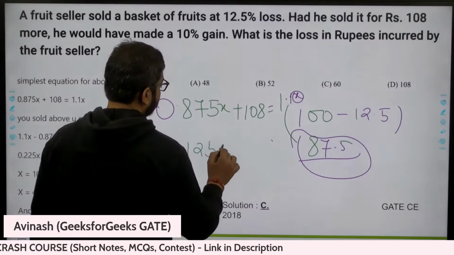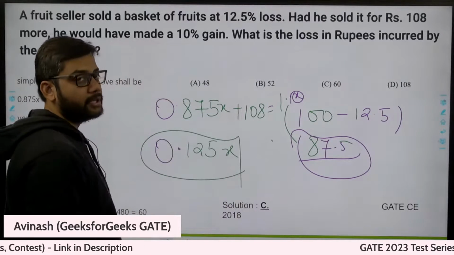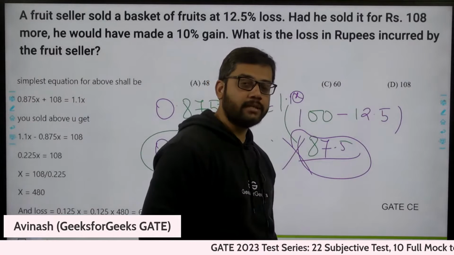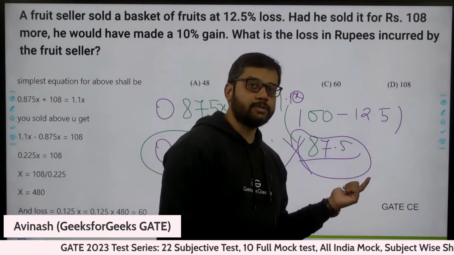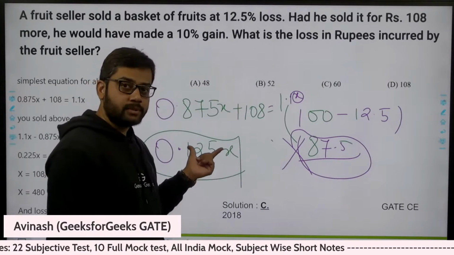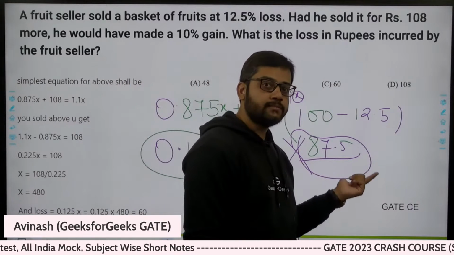Many people make mistakes only in this step. Some people will multiply in that, but you don't have to multiply. This is the actual price he is selling that object at. The loss is this much. So we have to find the loss value, not the actual value he is getting.